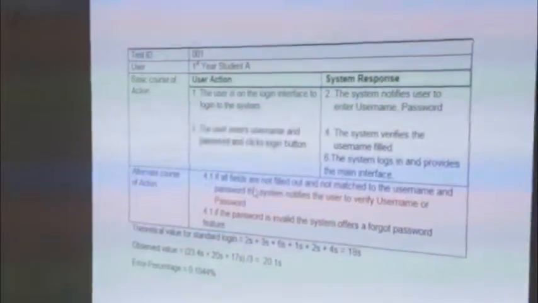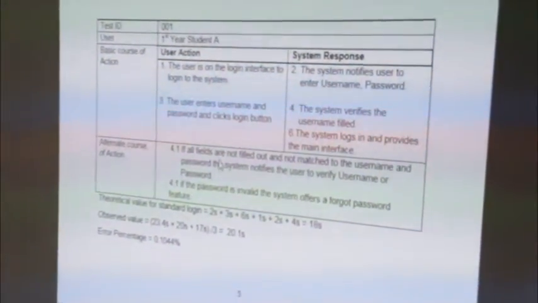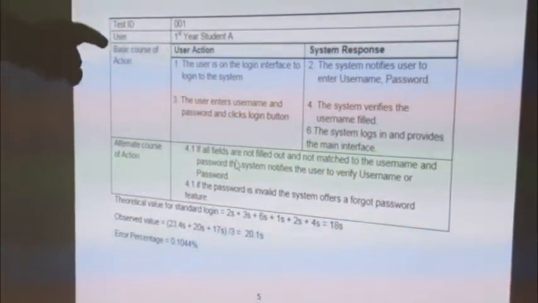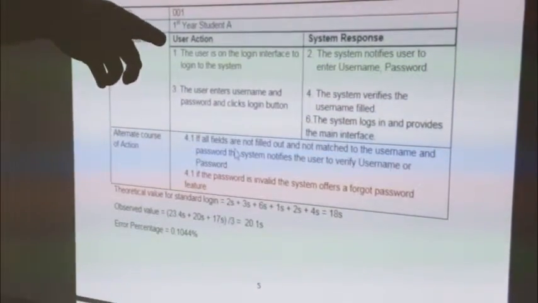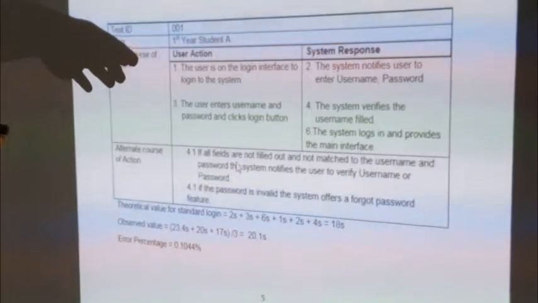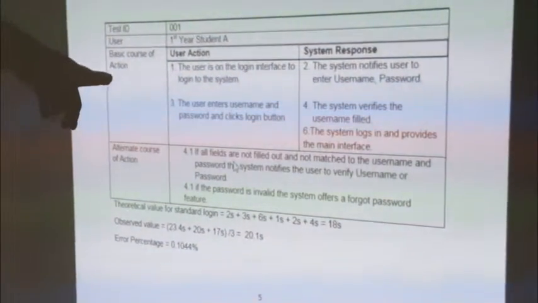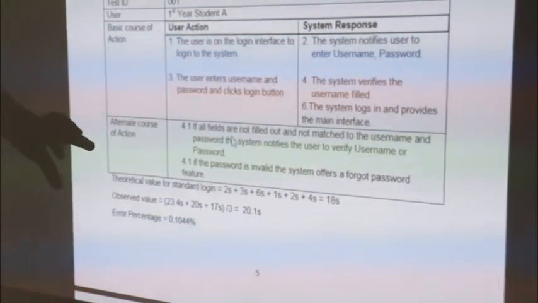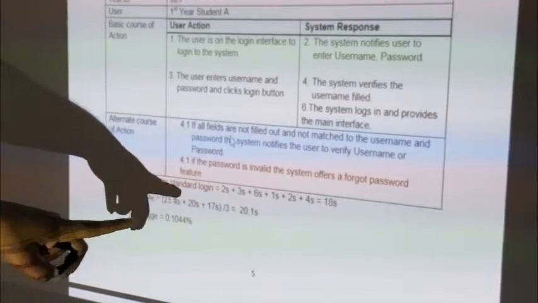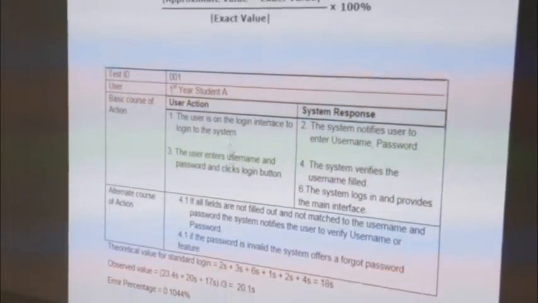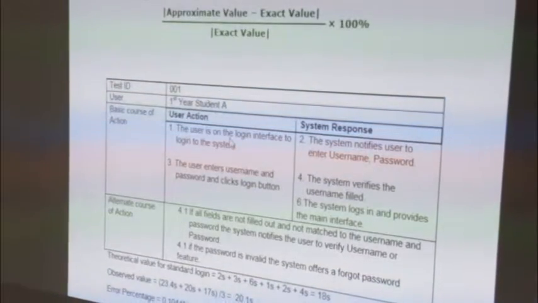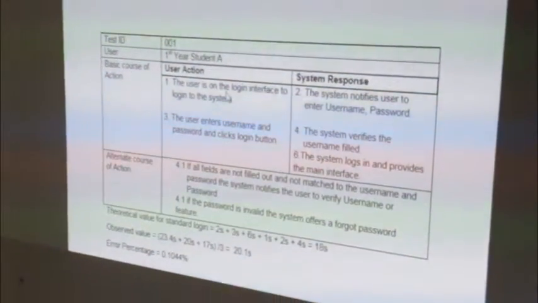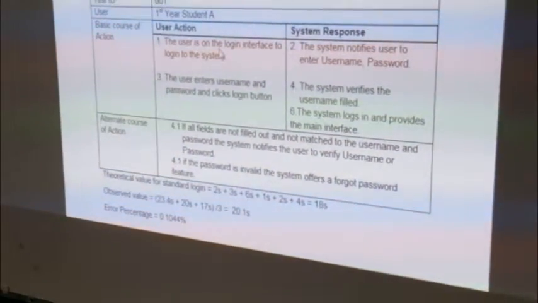This is the test ID one. This is a basic login. What it shows is the user clicks on the login interface, and the system notifies the user to enter the username and password, and the user clicks it, and the system verifies, and the login is provided. These are alternate courses of actions. This is the theoretical value. What we've done is we've added 2 seconds to press a single key, and 3 seconds to position the mouse, and mentally prepare to get his username and password.